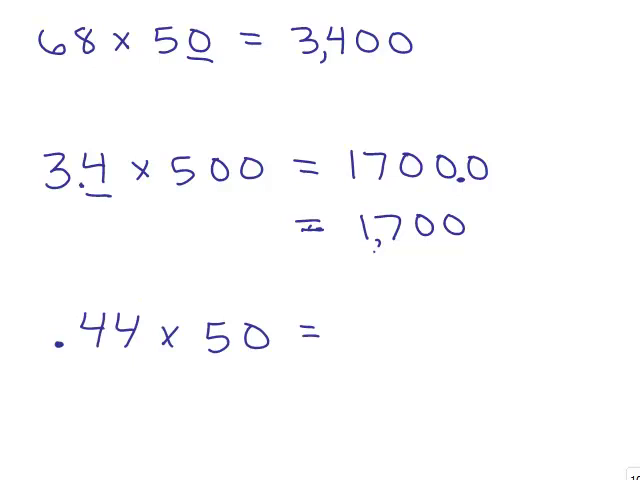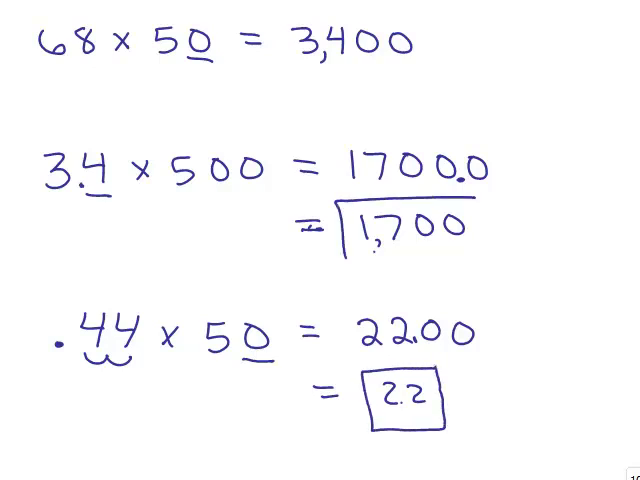All right, the last one on the video, 0.44 times 50. Try that. Of course, there's always more than one way to do this, but I'm going to just think of it as 44 times 5 to begin with. So half of 44 is 22. Add the 0. Now, add that 0, right? Now, you got to go back in two places for the decimal point, and your answer is 22.